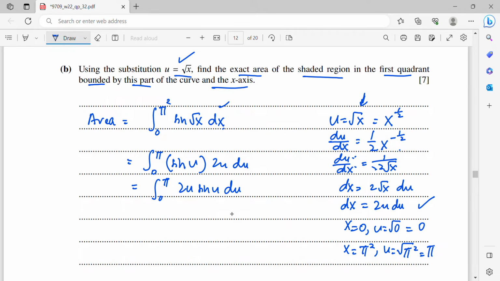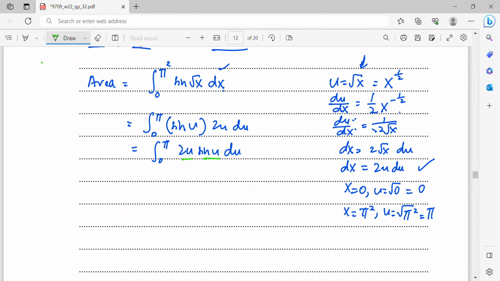Now it becomes a multiplication of two functions. First is 2u, second is sine u. So this integration must be solved using integration by parts. So now I will let, from the by parts formula, supposed to be u and dv over dx. Since 2u is already there, I will replace the u in the formula by w. So let w be 2u, then dv over du be sine u.